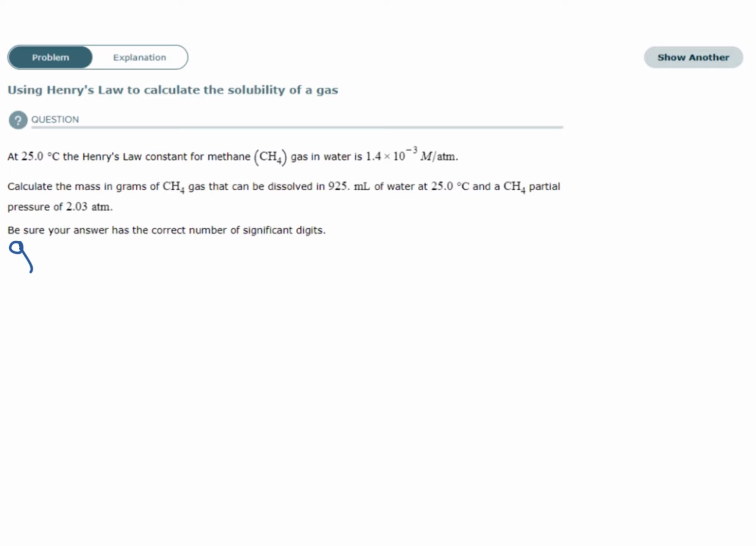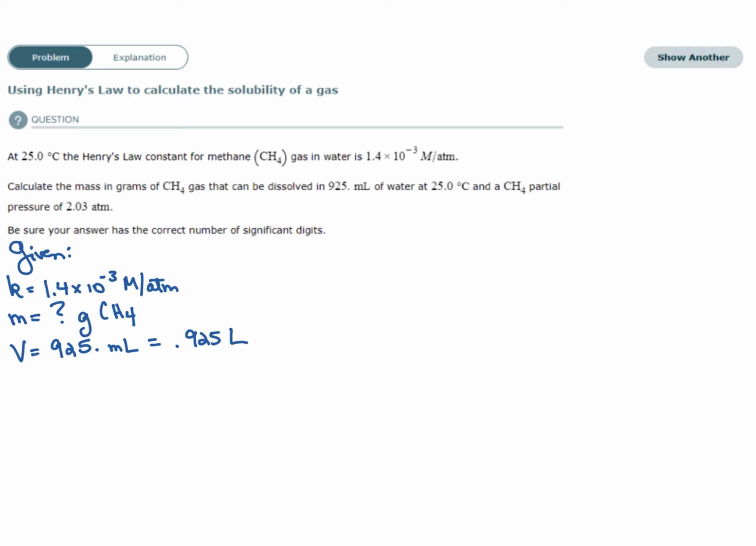Now, as always, I always start off with my given table. I have my Henry's law constant, and they want us to solve for the mass in grams of CH4. They give us the volume, 925 milliliters, but since there is molarity in this unit, so molarity is moles over liters, I want to go ahead and convert milliliters to liters. And they give us the pressure of this gas.